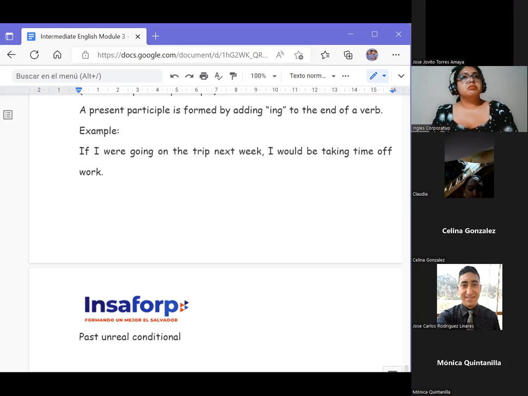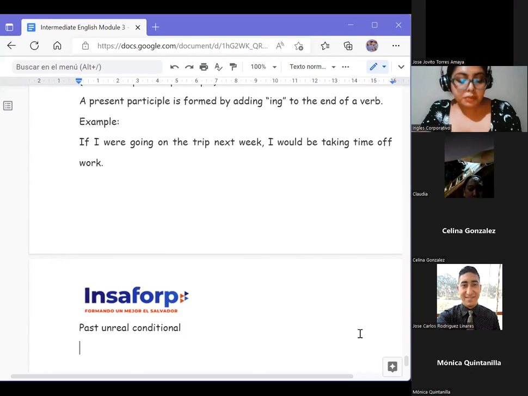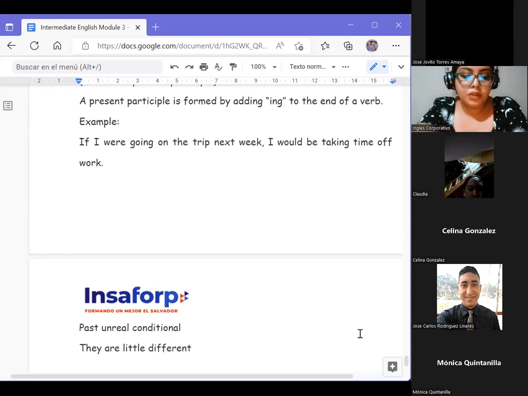If I maybe do something different, what maybe will happen in that situation? So in that case, it's not like we are going to change anything, but we like to imagine things. So they are a little different than the other conditional.